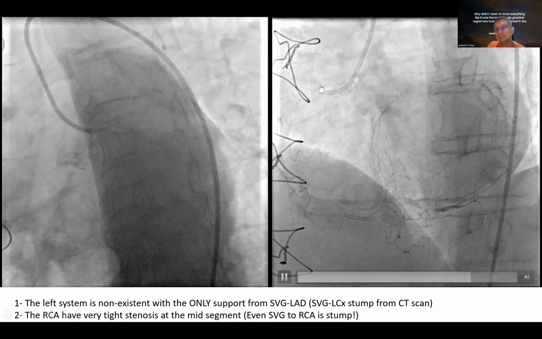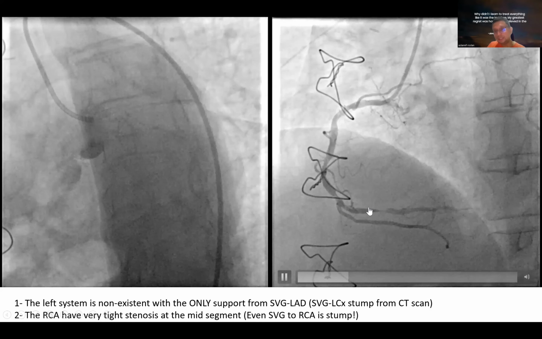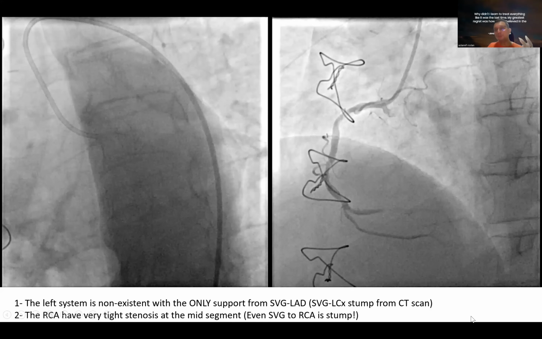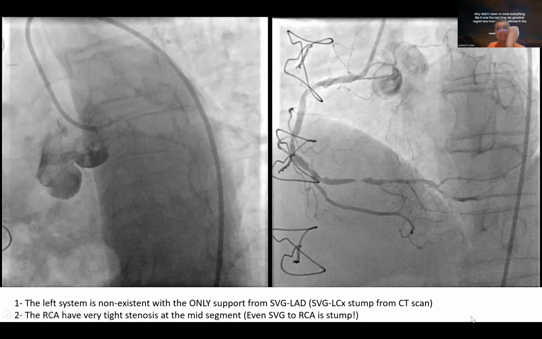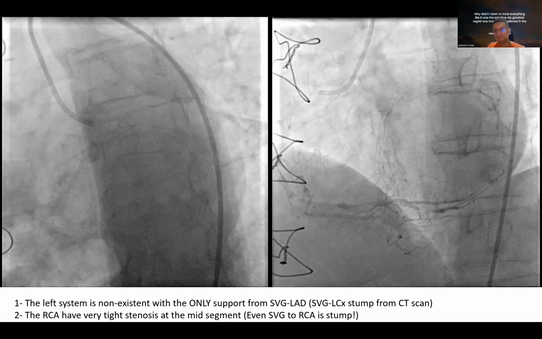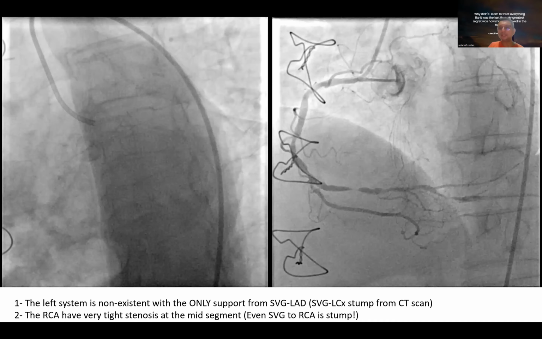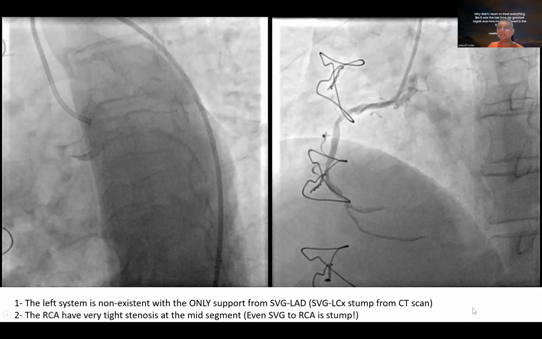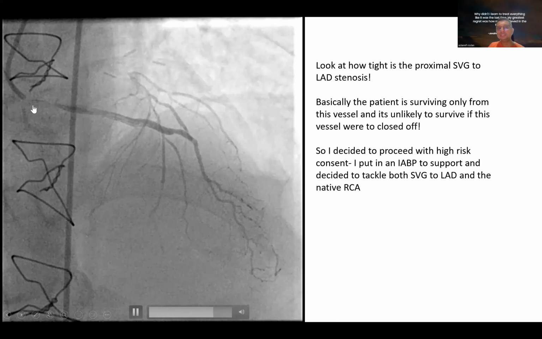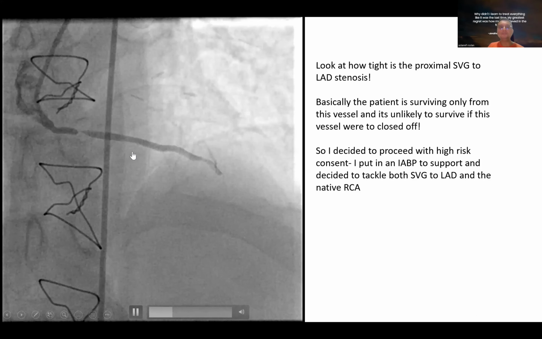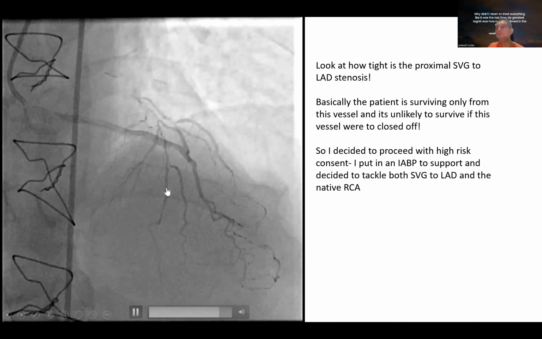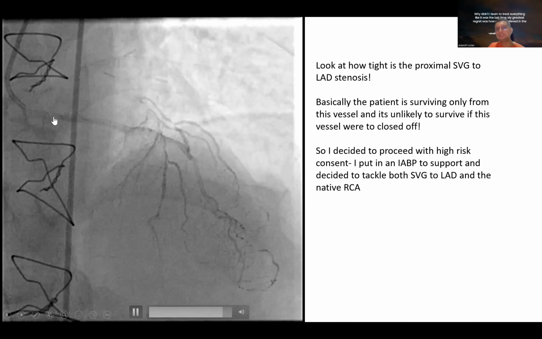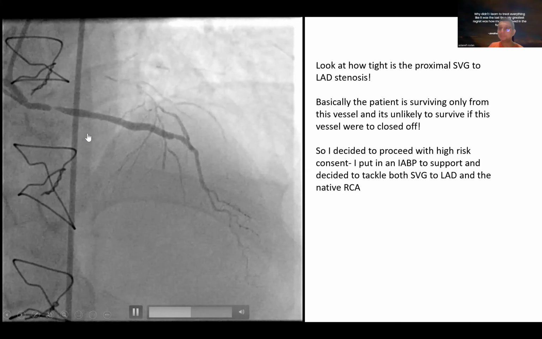And you can see that the RCA is severely stenosed here at the mid segment and also at the distal segment here. So this is someone that has only SVG to LAD covering the left side and a stenosed RCA on the right side. Okay, and what is the worst thing is when we look at the SVG to LAD, that is really what the patient is depending on now, right? This patient doesn't have any more supply on the left side. It is severely stenosed at the proximal SVG to LAD there, right?